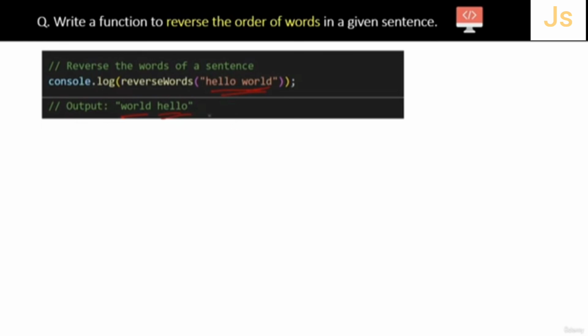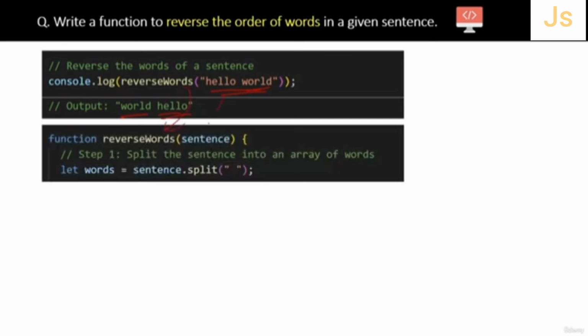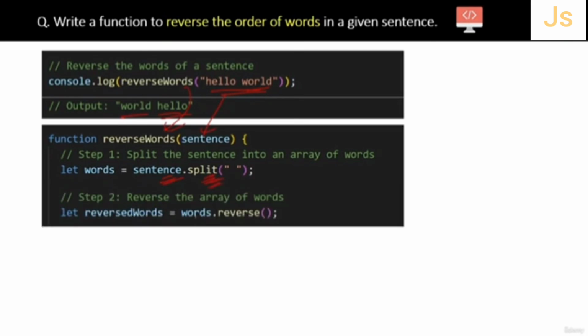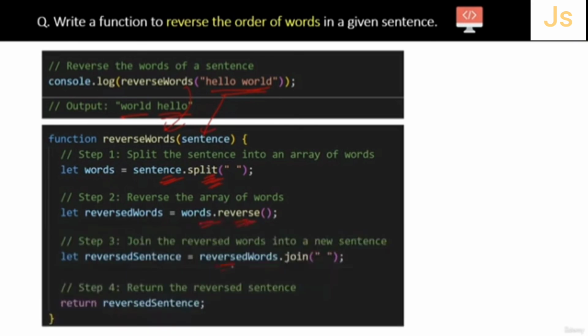Now for that, first create the function and pass the sentence as the parameter. Then split the sentence into an array of words by using the split method. Then you have to reverse the array of words by using the reverse method. At last, just join the reversed words into a new sentence by using the join method, with a space between them. You have to put some space, right? So finally, you will get the reversed sentence.